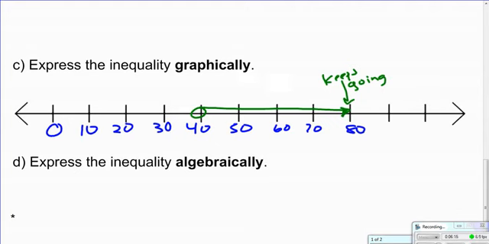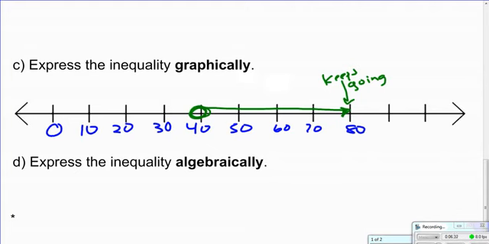You notice that I didn't color this circle in, that I made it a big empty circle? This is because 40 is not included, and we're going to talk about that in the next set of notes. Just notice that we did that on purpose, okay? So the circle is not colored in.